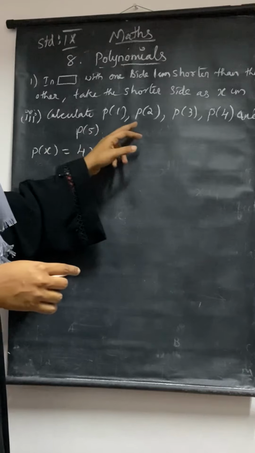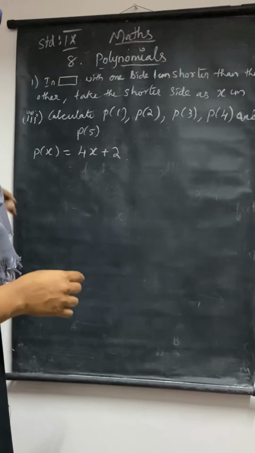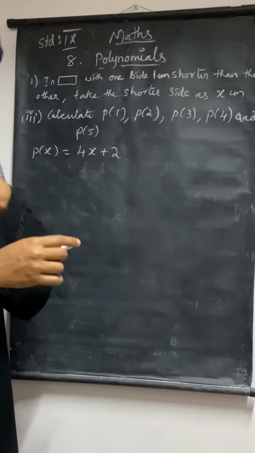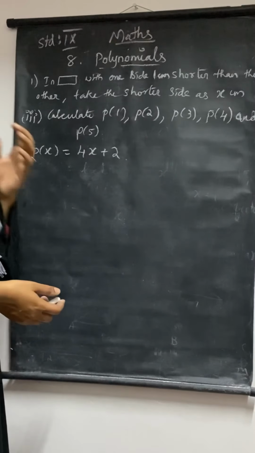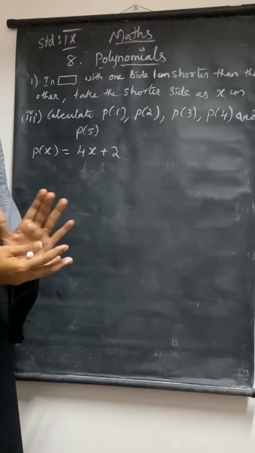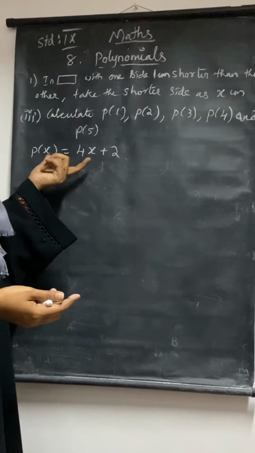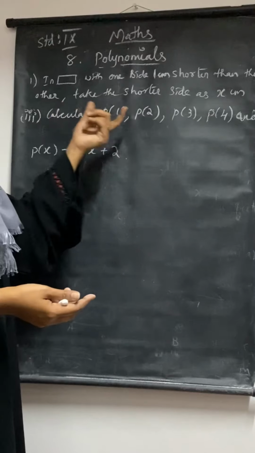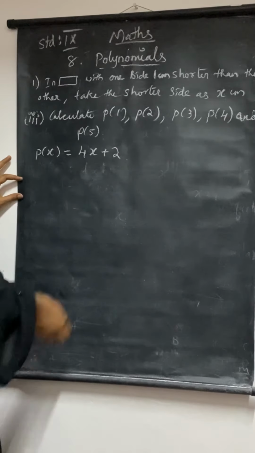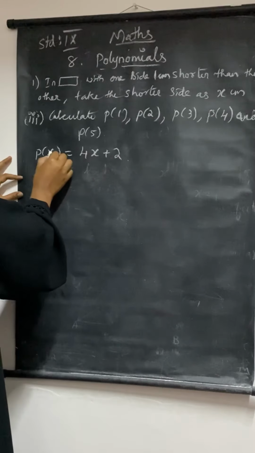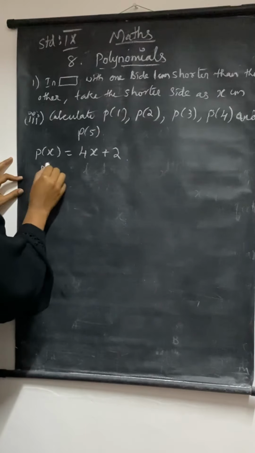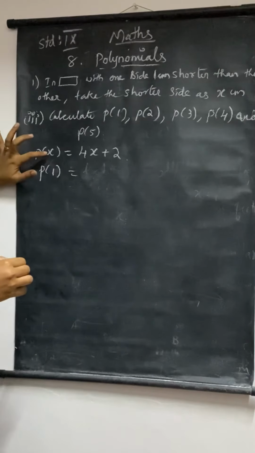Calculate p of 1, p of 2, p of 3, p of 4 and p of 5. So what is this p of 1, p of 2, p of 3 and all? We have just now found that perimeter relation. Perimeter you got p of x is equal to 4x plus 2. So that you have to take first. P of 1 means that number you have to put for that. That perimeter we found p of x equal to 4x plus 2. For that, instead of x is there, no? Instead of x you have to put this number. For example, first one, p of 1. So instead of x I have put 1 here.